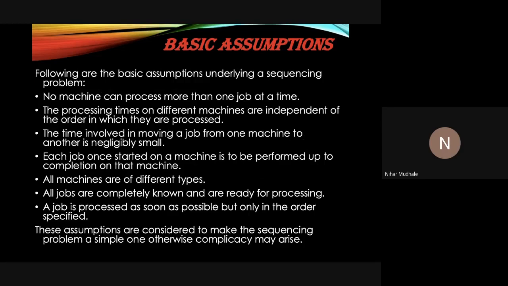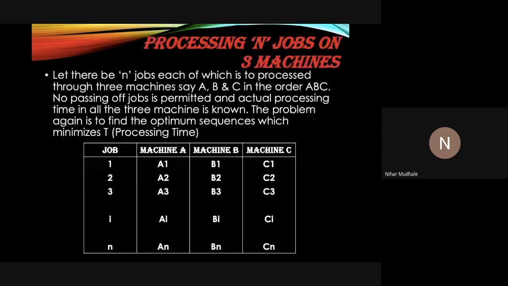Basic assumptions made here are: no machine can process more than one job at a time. The processing times on different machines are independent of the order in which they are processed. The time involved in moving a job from one machine to another is negligibly small. Each job once started on a machine is to be performed up to completion on that machine. All machines are of different types. All jobs are completely known and are ready for processing. A job is processed as soon as possible, but only in the order specified. These assumptions are considered to make the sequencing problem simple, otherwise complications may arise.